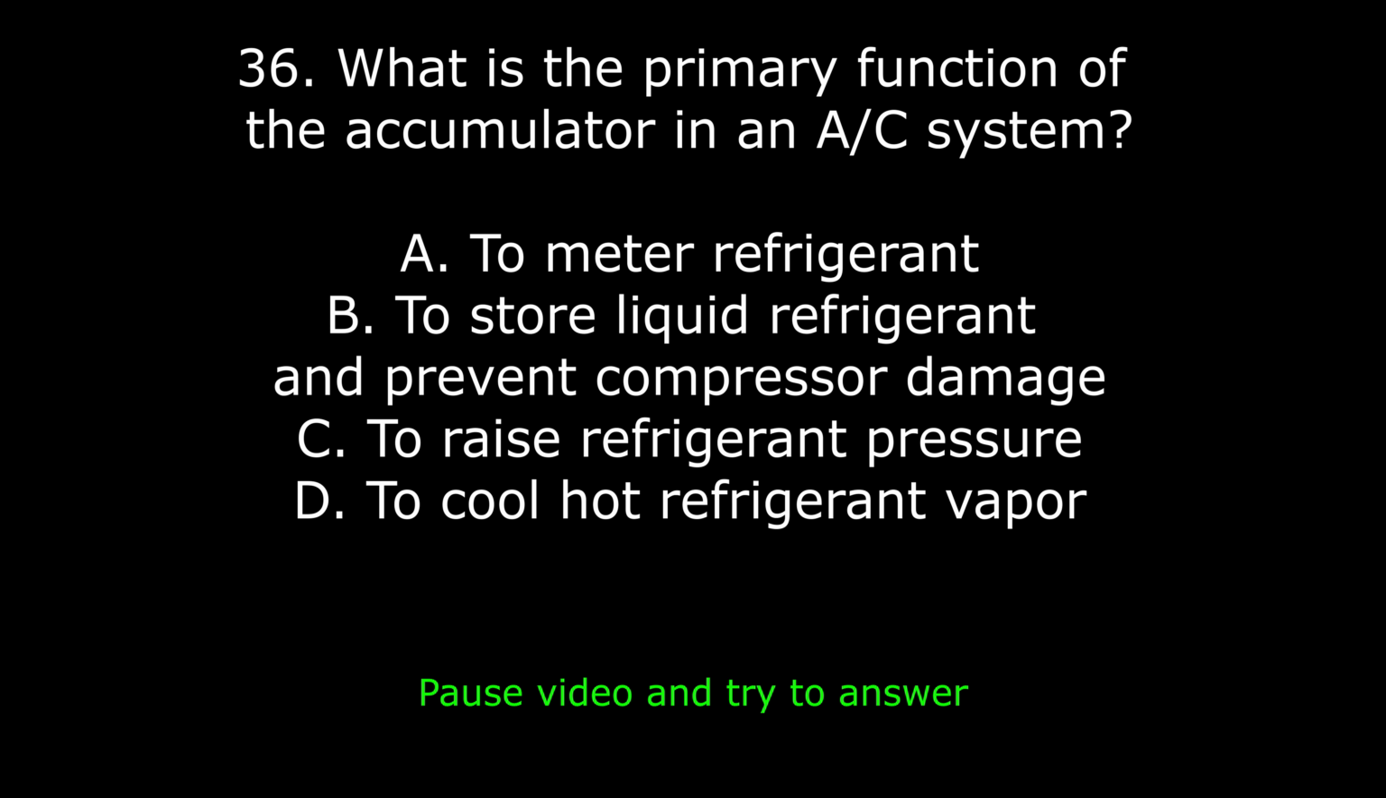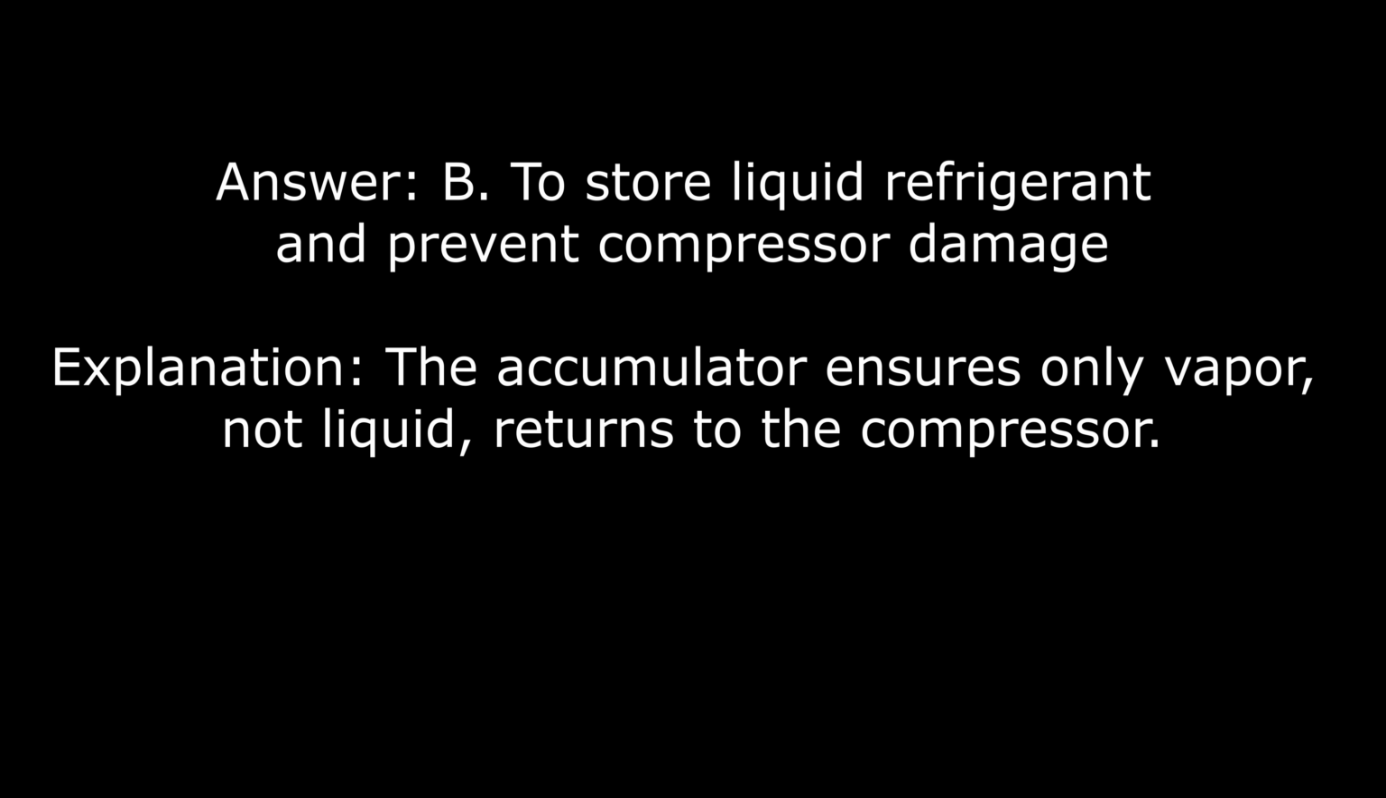36. What is the primary function of the accumulator in an AC system? A. To meter refrigerant. B. To store liquid refrigerant and prevent compressor damage. C. To raise refrigerant pressure. Or D. To cool hot refrigerant vapor. Answer B. To store liquid refrigerant and prevent compressor damage. Explanation. The accumulator ensures only vapor, not liquid, returns to the compressor.